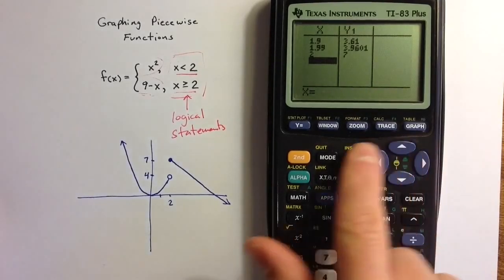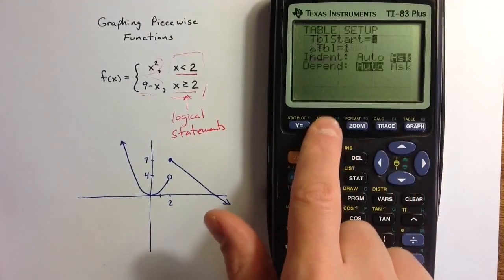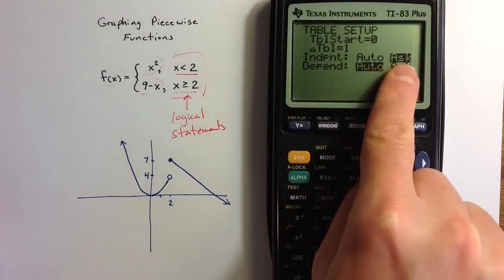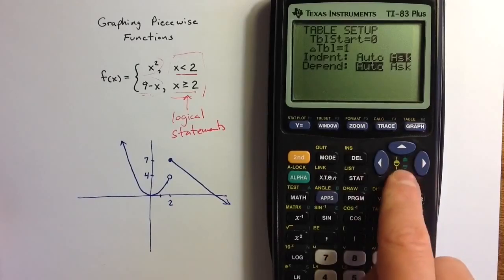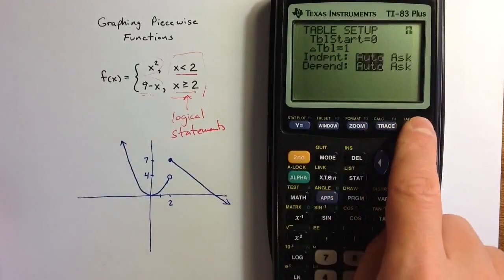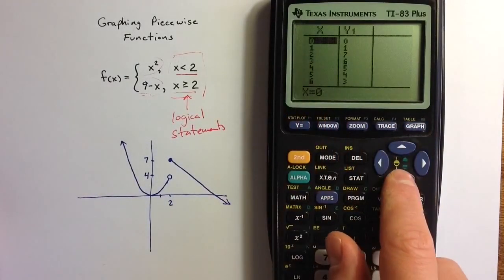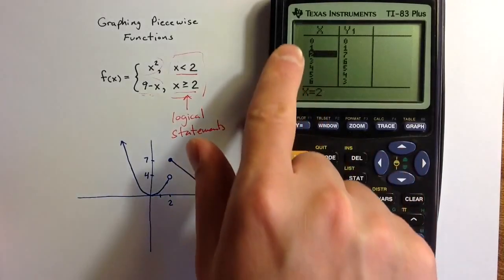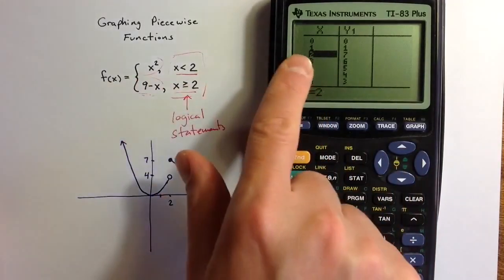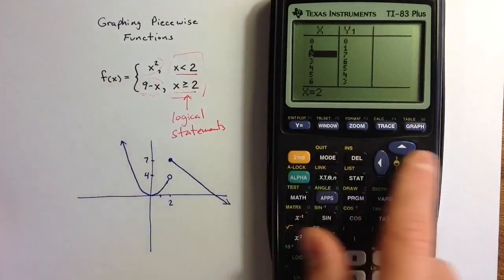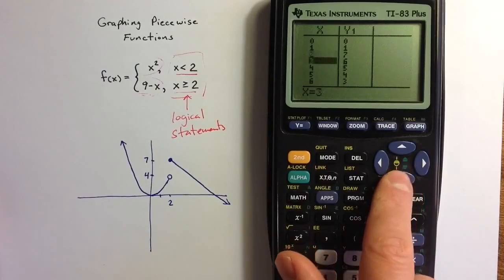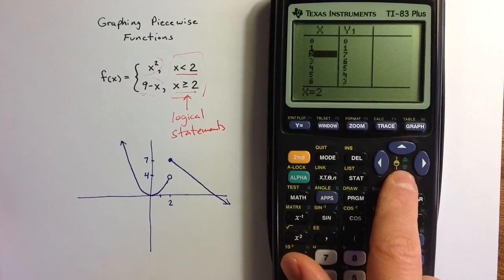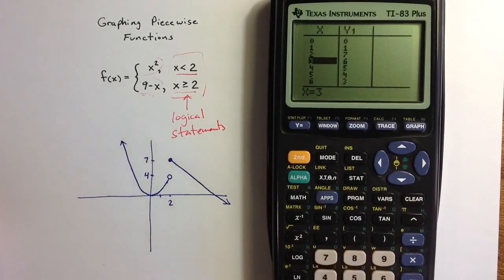I should mention that my table is set so that the independent variable is in the ask mode. If that was set to auto, the table would fill automatically, but still in a similar way, according to what it should be. So x squared at 0 is 0, at 1, 1 squared is 1, and then once we get up to 2, we go to the other expression. So we get 9 minus 2 is 7, 9 minus 3 is 6, and so on.